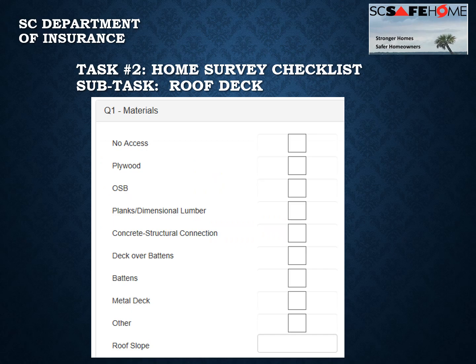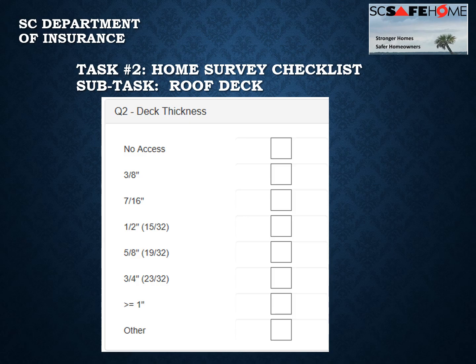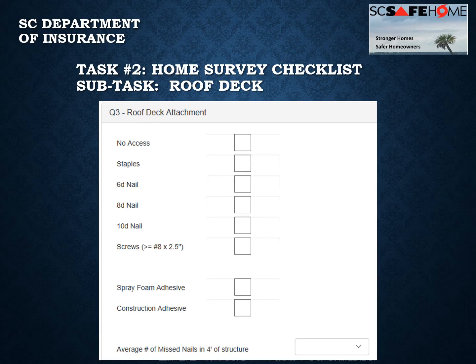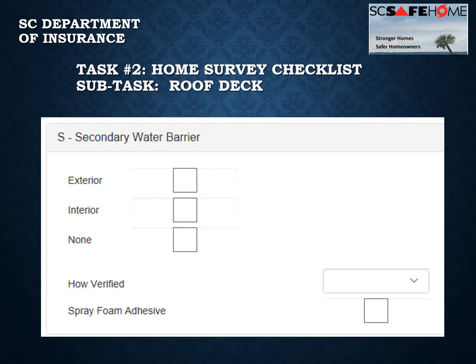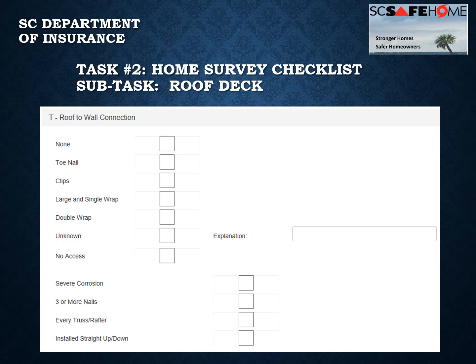The next section is Q1, Materials. The next section is Q2, Deck Thickness. The next section is Q3, Roof Deck Attachment. The next sections are Q4, Roof Deck Attachment Spacing, only for 8D, 10D, and screws, and R, Roof Structure Materials. The next section is S, Secondary Water Barrier. The next section is T, Roof to Wall Connection.